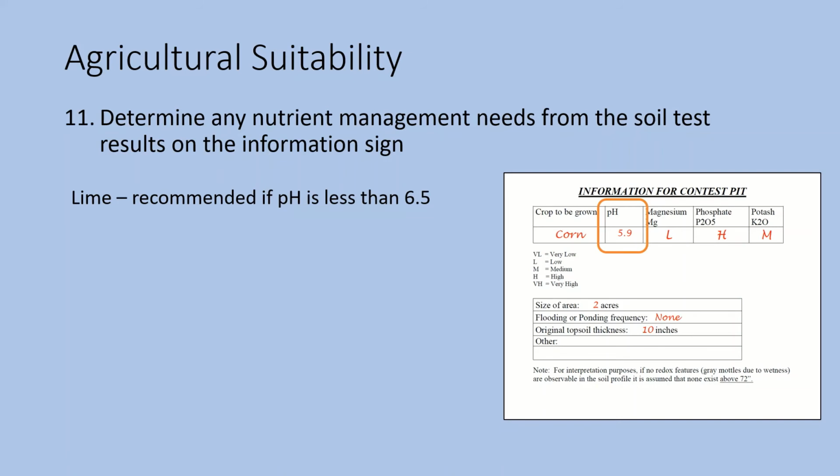So to determine if lime is needed, lime is used to raise the pH of a soil. So you'll look at the pH. If the pH is less than 6.5, you'll need to add lime to help bring that pH up because it's a little too acidic for crop growth. So in this example, the soil had a pH of 5.9, so this is a site where we would want to add lime.